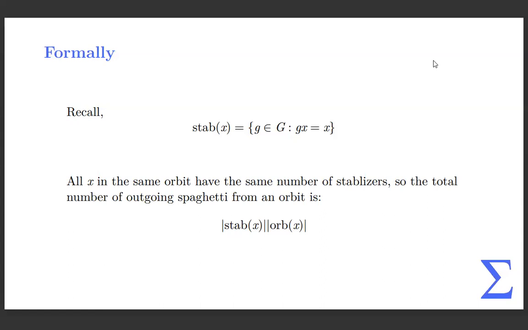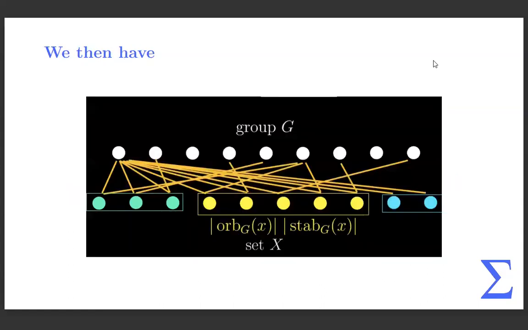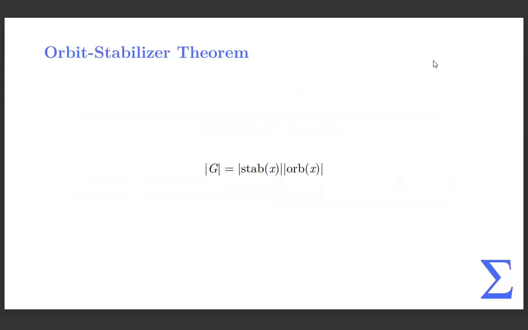But anyway, the total number of outgoing spaghetti from an orbit is the number of stabilizers of x times the number of things in the orbit, because each thing in the orbit has the same number of stabilizers. Multiply that by the total number of things in the orbit, and you have basically the number of outgoing spaghetti from a single orbit. What do you multiply that by? The total number of orbits. So this is going to be the number of orbits times the number of stabilizers, which by the orbit stabilizer theorem is just the number of elements in the group overall. This is not obvious to prove, okay?